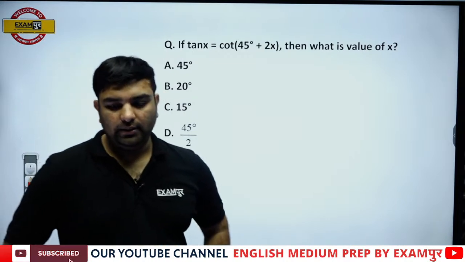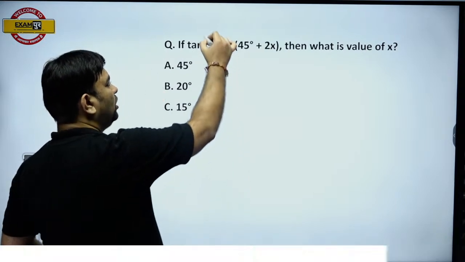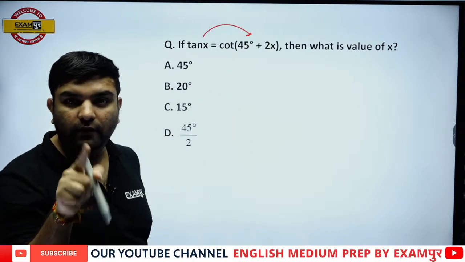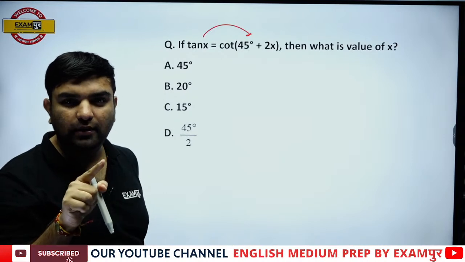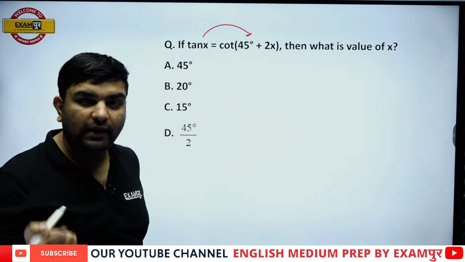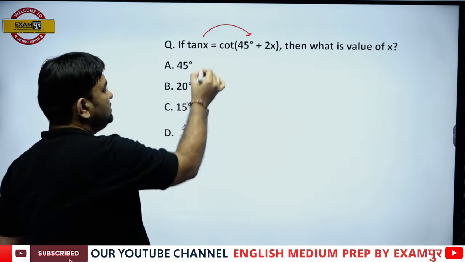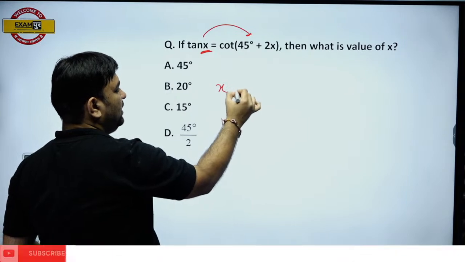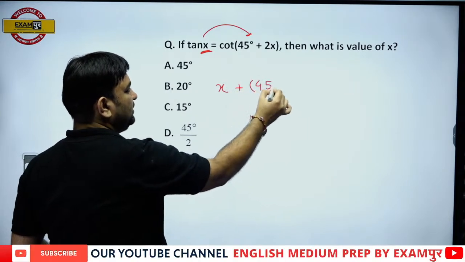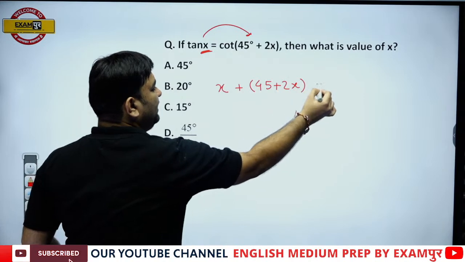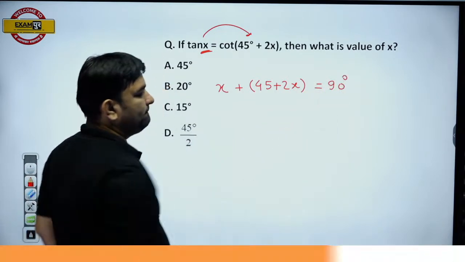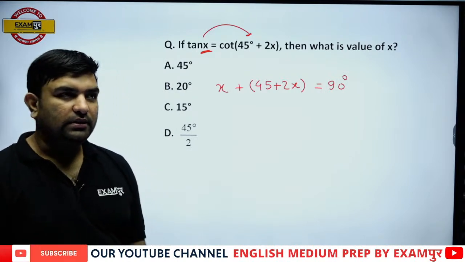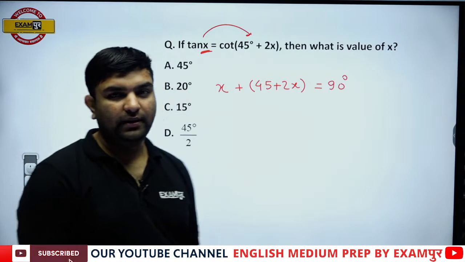Tan is equal to cot. Guys, tan is equal to cot only happens when angles are complementary. I told you, na? Tan is equal to cot when angles are complementary. So, one of the angles is x, another is 45 plus 2x. They should be complementary, means their sum should be 90 degree.